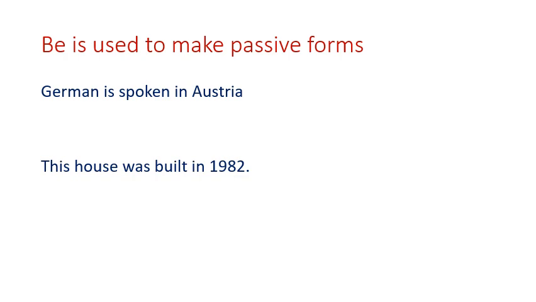Be is used to make the passive form. For example, German is spoken in Austria. Form of be, is, before the main verb spoken acts as a passive form. This house was built in 1982. Here, the main verb is built, and we use the form of be, was, before the main verb built, and the sentence changes to passive form.